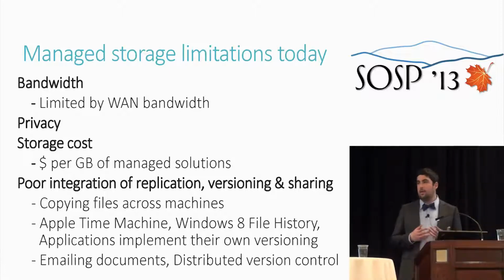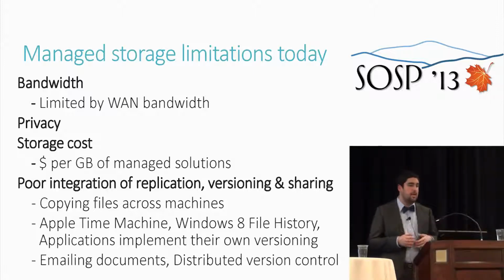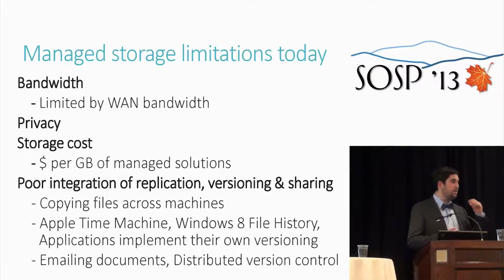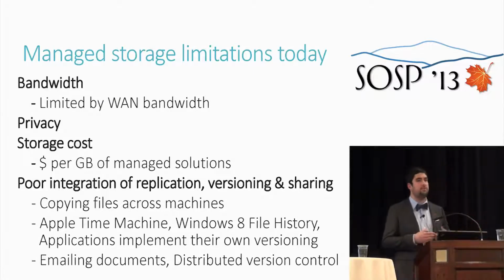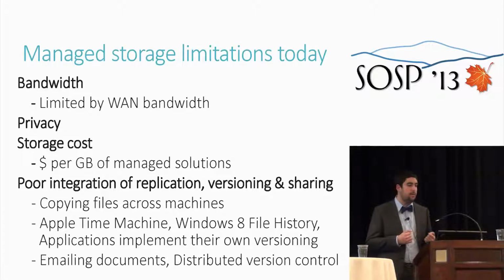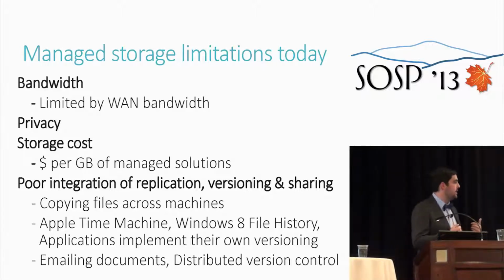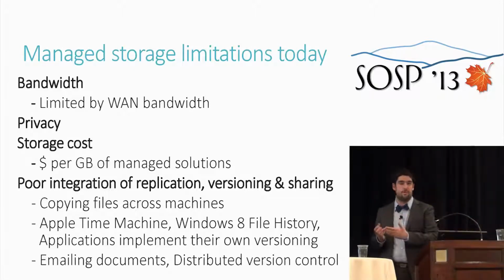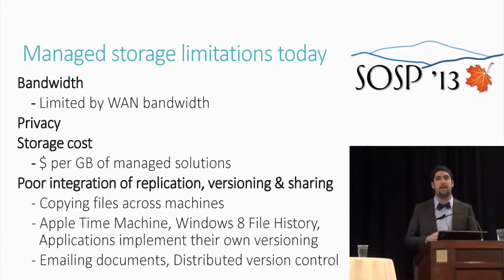And lastly, we think a really important one is poor integration. If you think about it, we have three main features: replication, versioning, and sharing. And these features don't really integrate well. If you have a Mac, you might have Apple Time Machine, which provides you backup and versioning. But that doesn't integrate in any way that lets me export that info to some friend of mine. If I wanted to email somebody a document, I can't give them the context of that version history.